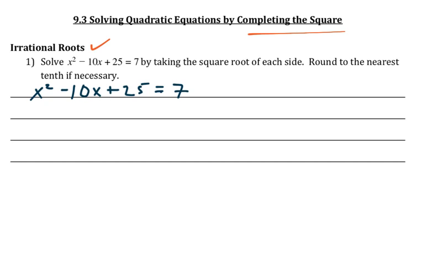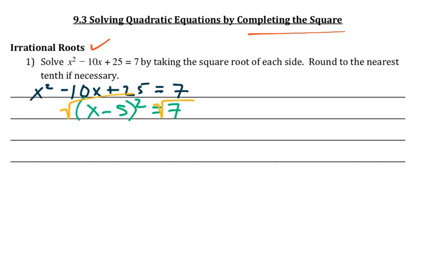So looking at the left side and totally ignoring the right, can you factor this? So x squared minus 10x plus 25 does factor nicely. It's a perfect square, so I'm going to write (x minus 5) squared is equal to 7. And since my variable is in parentheses and I only have a number on the right and no variables over there, I can now square root both sides.